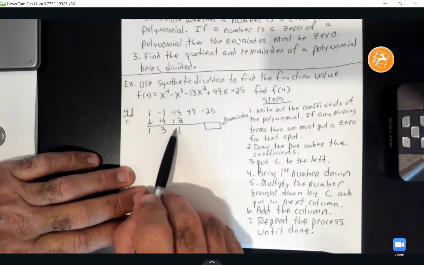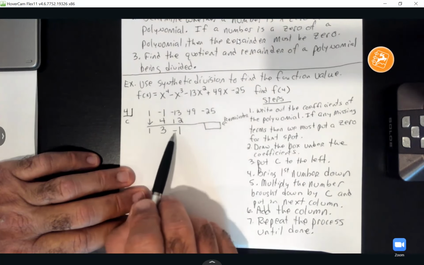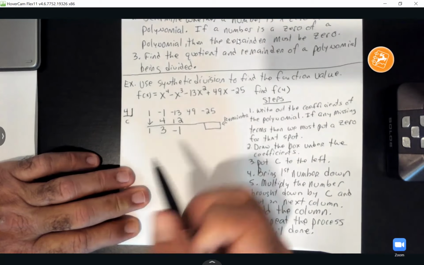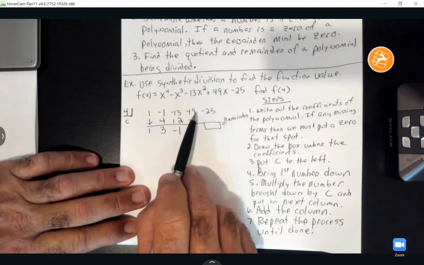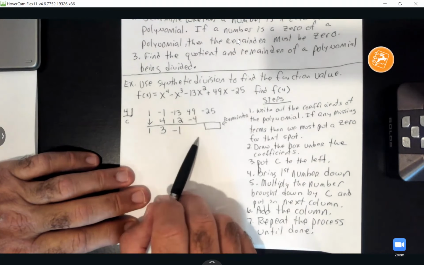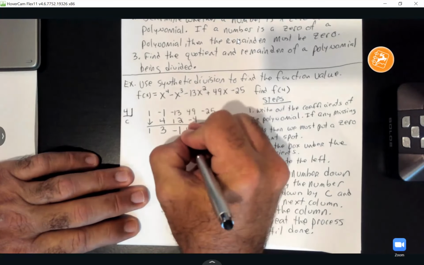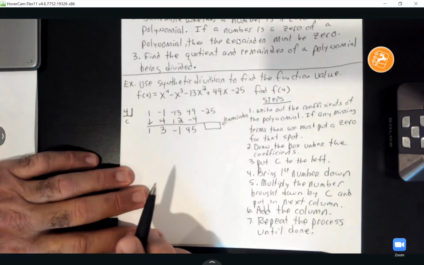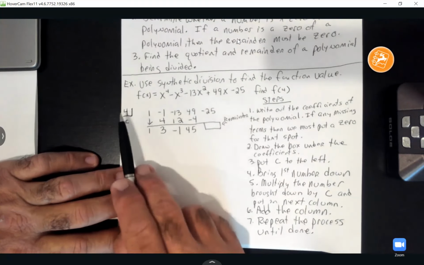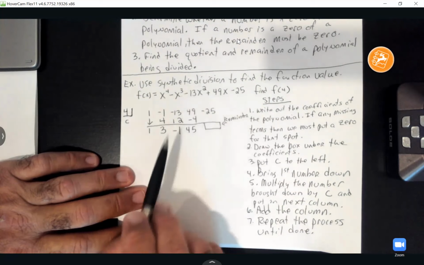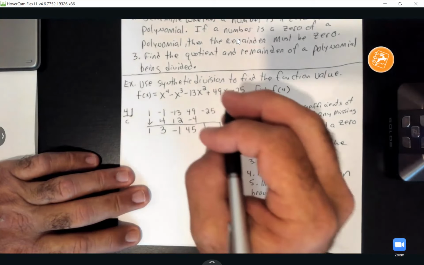Now, I got a number below the line. So that number will now multiply by the C to get my next column. So -1 times 4 gives me a -4. All right, y'all. I got a column here. We're going to add that column to get our next number below the line. 49 minus 4 is going to give me a 45 now. So now I got a number below the line. I'm going to multiply by the C to get my last column here. So 45 times 4, let's see, that's what, 180.